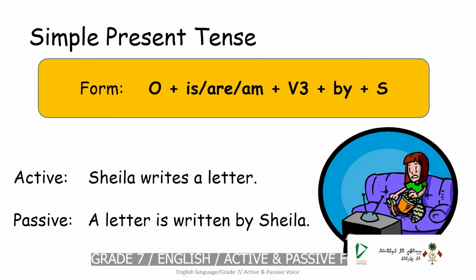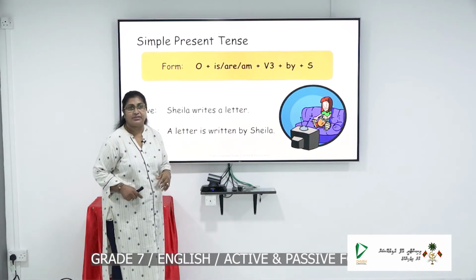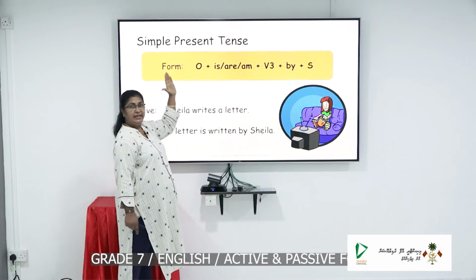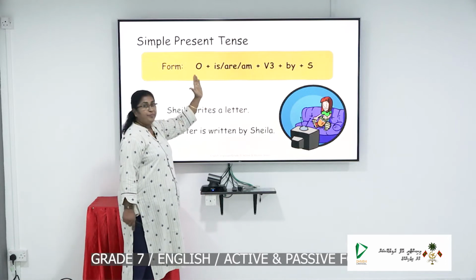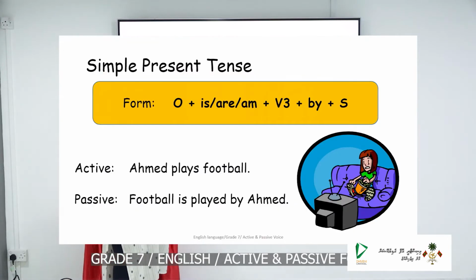Okay, let's see simple present tense. You should know the form when you change to passive. Why have I written the form there? So when you see the passive, you will know where the changes have taken place. The form of simple present is object plus is, are, am plus past participle plus by plus subject.